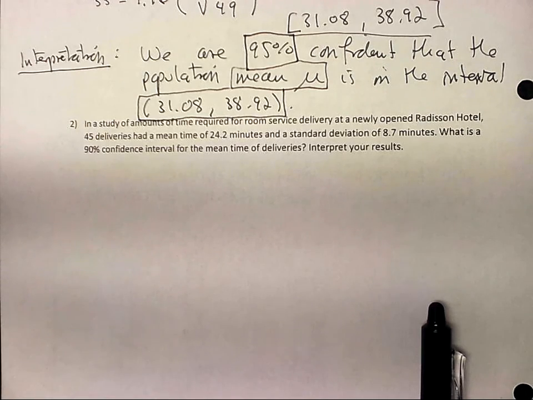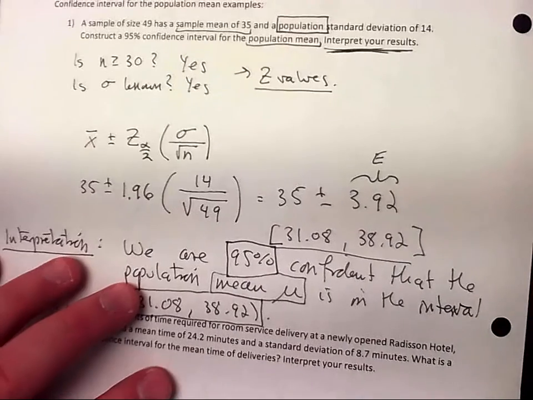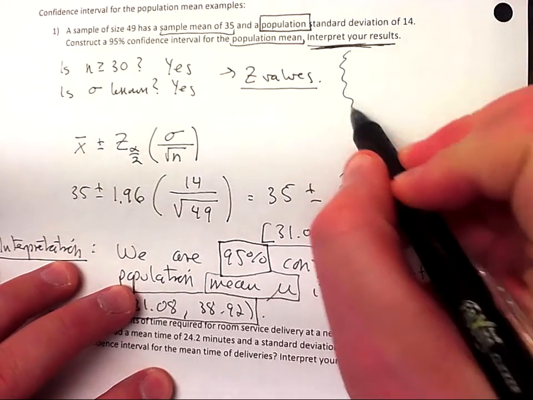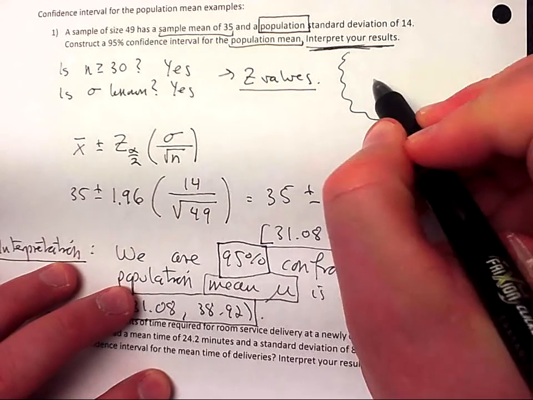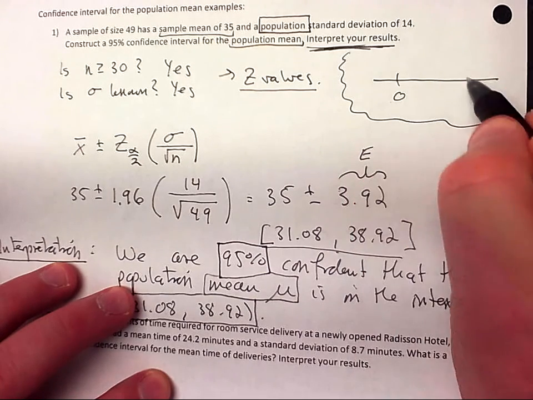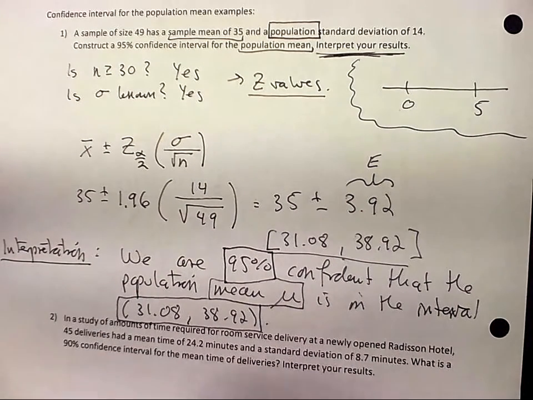And here's why. Let's take this as a quick aside. If I give you the interval from 0 to 5, is the number 4 in that interval?